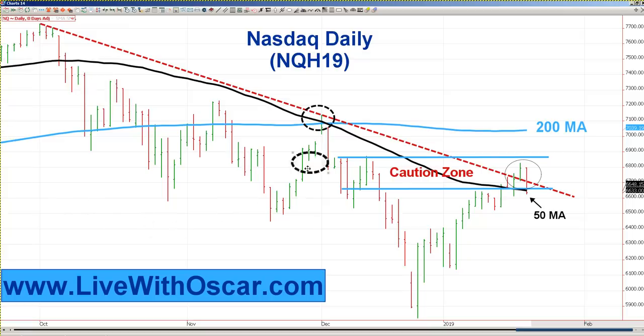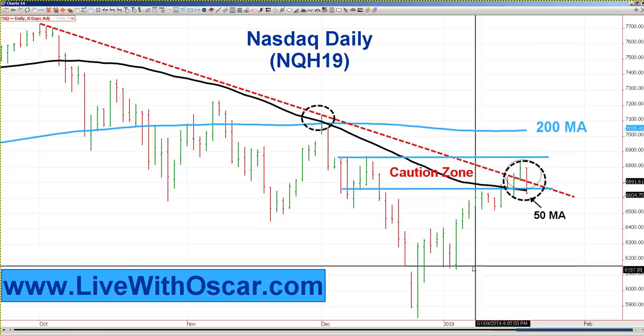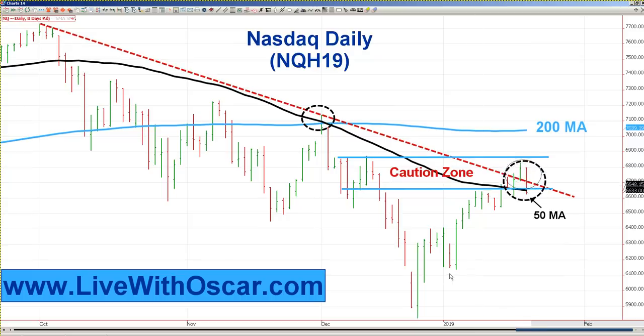Comes off the right shoulder of the Head and Shoulders. I don't have it defined, but here's the right shoulder. Dumps. Comes back up and stops cold at the caution area. But look, it also hits the red line and comes right back down. That, if you ask me, is absolutely incorrect. That is not good.